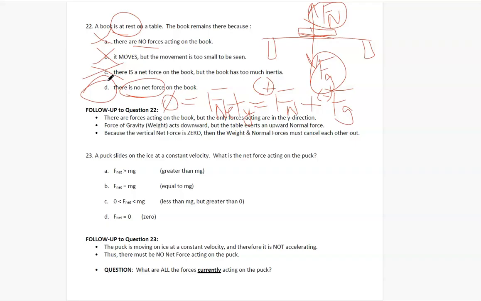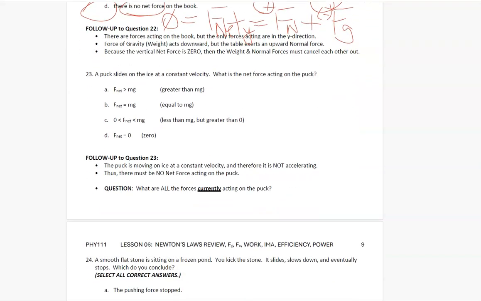Now, there's a little follow-up here. There are forces acting on the book. Yes, we know that. And they are only in the y direction. That's the gravitational force, F sub g, and the normal force. Okay, the force of gravity, otherwise known as weight, is downward, and the table exerts an upward normal force. Well, we already discussed that. And because the vertical net force is 0, we know that because the vertical acceleration is 0, it's not changing, then those two forces must balance each other out. All right, number 23.